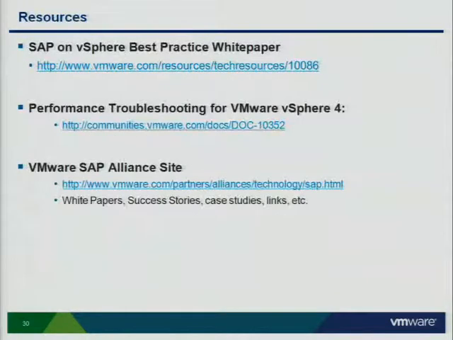And there's a couple of papers that we refer to. There's a best practice paper that goes into more detail. It covers all the best practices for SAP on VMware: memory, vCPU, disk storage. There's also a great reference, the troubleshooting guide, which I think most VI admins are aware of. And there's an SAP Alliance site. If you want to see what other customers have been doing with SAP on VMware, there are reference stories on that website.